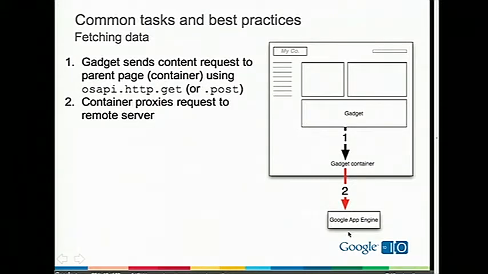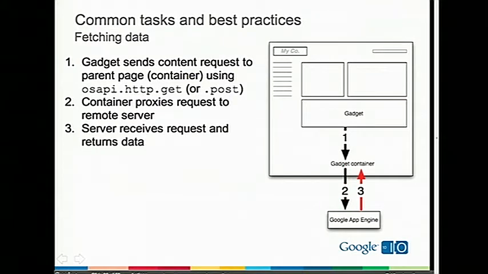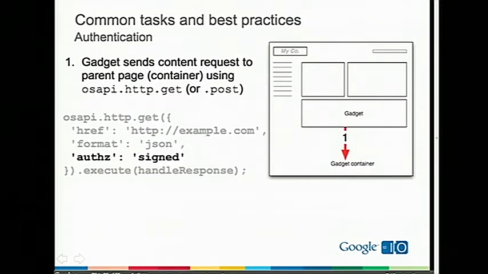So that site will receive the request, send back some data, which will go to the container, and then the container will proxy that data back into the gadget. That's relatively straightforward. You can just start using the data. You can render it inside of the gadget, do all sorts of useful things. So the next thing that we'll talk about is authentication.